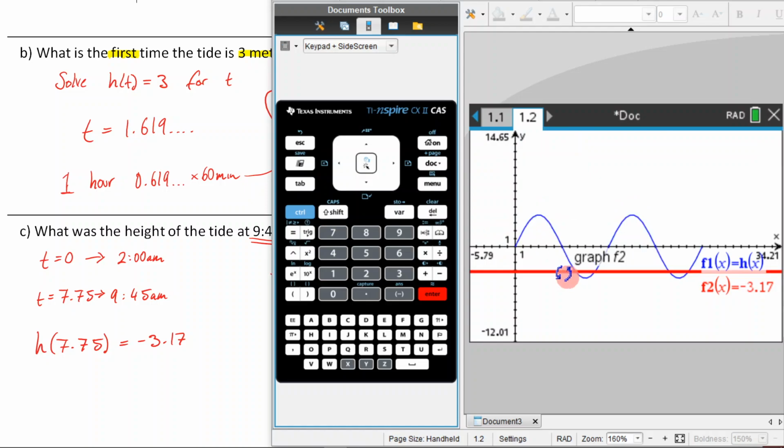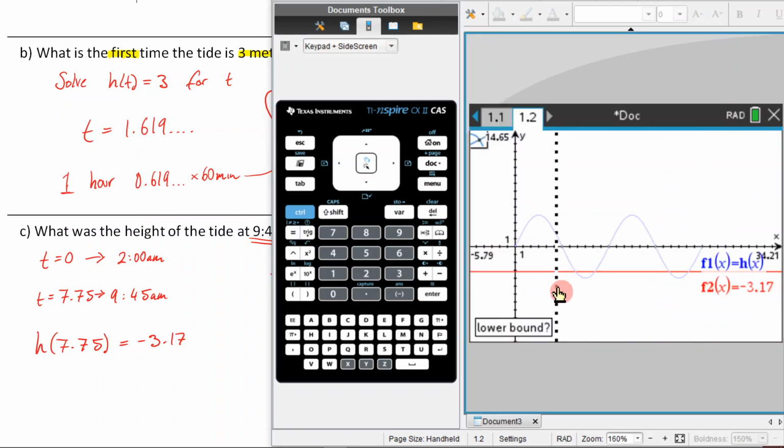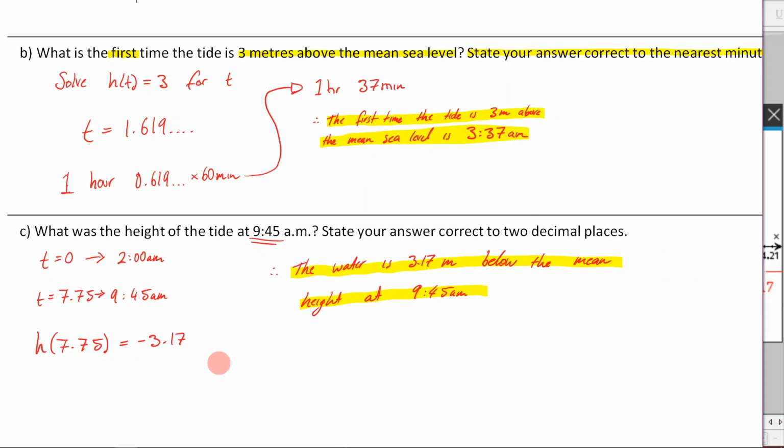Do you see how it is there? So it's either one of these that I'm after here. So menu, analyze graph, we go intersection from there to there. There it is, 7.75 gives you negative 3.17. So that's how you could visualize on your CAS what we're actually doing there. So going back and forth from your calculator bit to your graph bit, just to see what's going on there. Perfect.